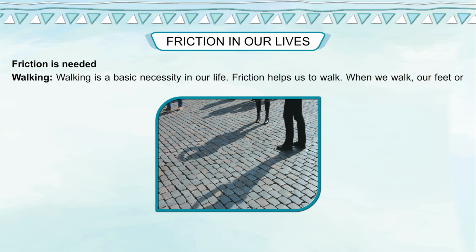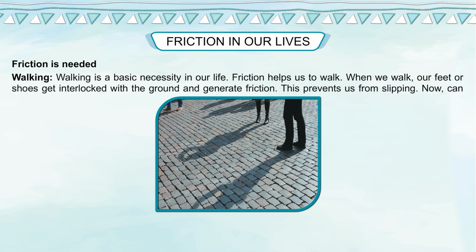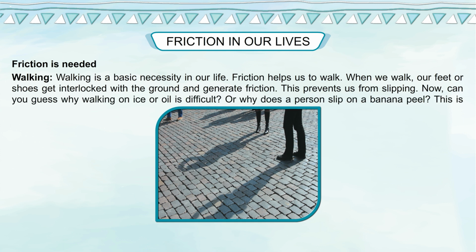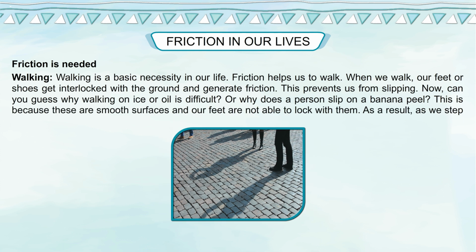When we walk, our feet or shoes get interlocked with the ground and generate friction. This prevents us from slipping. Now, can you guess why walking on ice or oil is difficult? Or why does a person slip on a banana peel? This is because these are smooth surfaces and our feet are not able to lock with them. As a result, as we step on such a surface, our foot moves forward, making us fall.